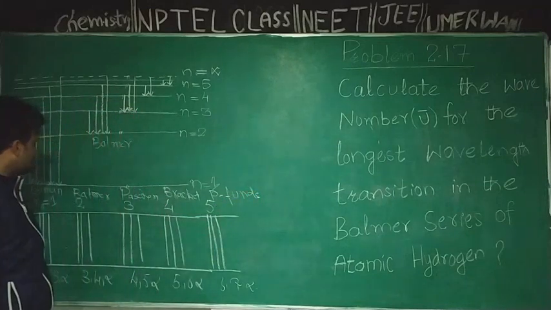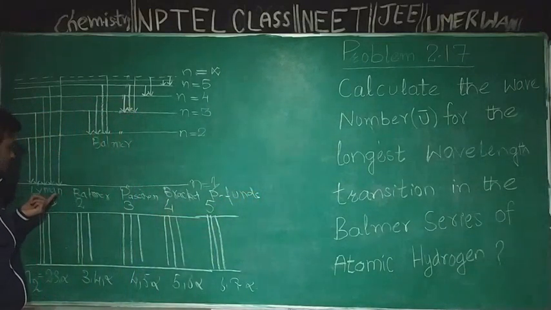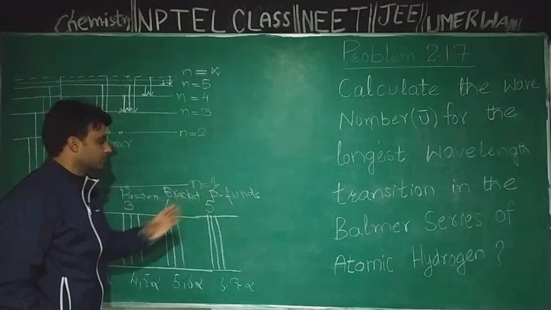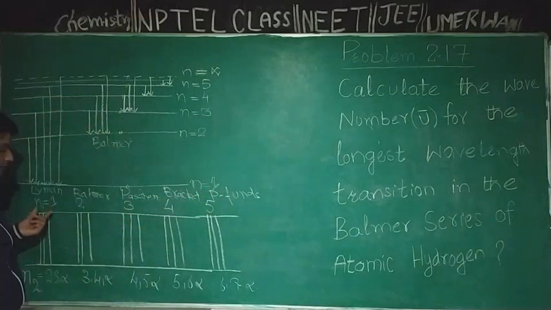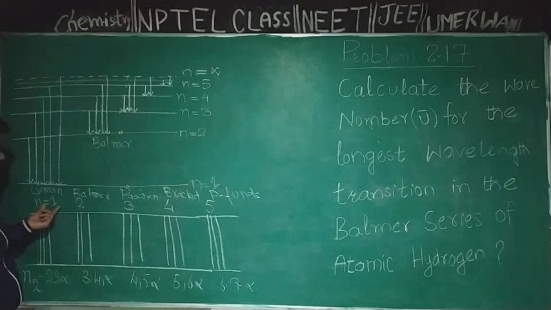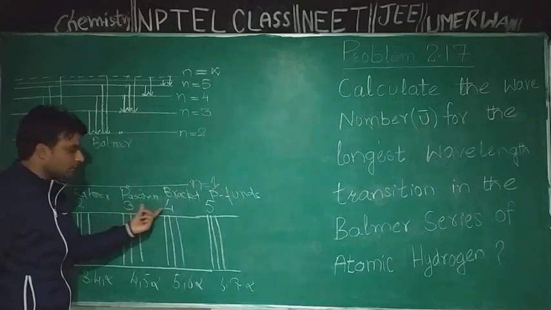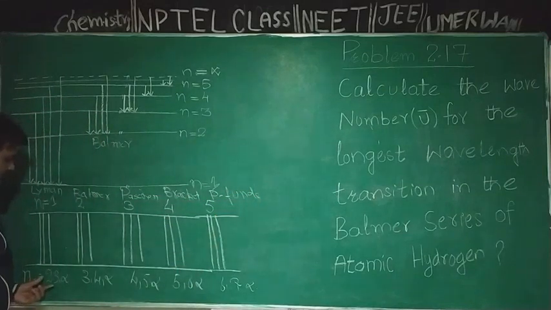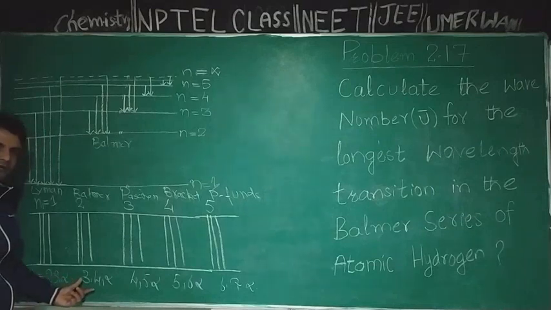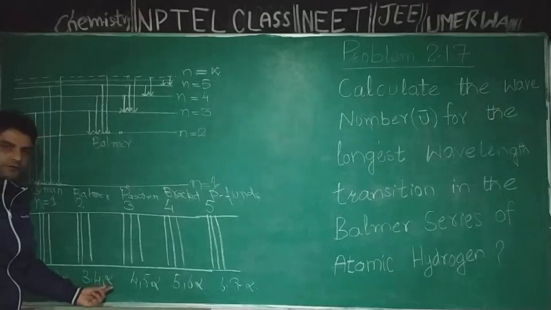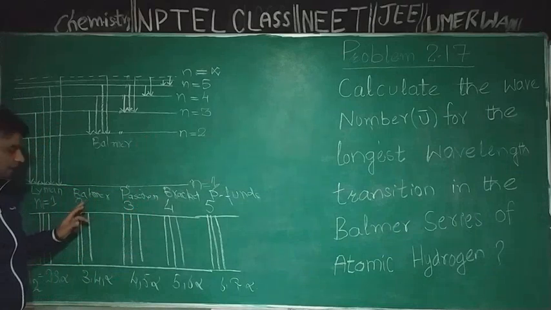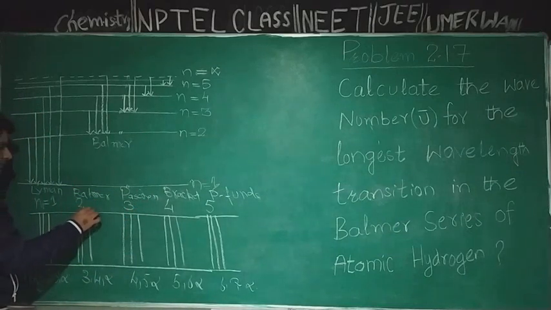Lines are divided into 5 series. Each series has been named on the basis of its discoverer. First series Lyman, second Balmer, third Paschen, fourth Brackett, fifth Pfund. For these 5 series of lines, the lower energy level is 1 for Lyman, 2 for Balmer, 3 for Paschen, 4 for Brackett, 5 for Pfund. And the higher energy levels are greater than the lower energy level. For Lyman it is greater than 1, for Balmer it is greater than 2, that is 3, 4, infinity. Since our problem is based on the Balmer series, I will stick to this series of lines.